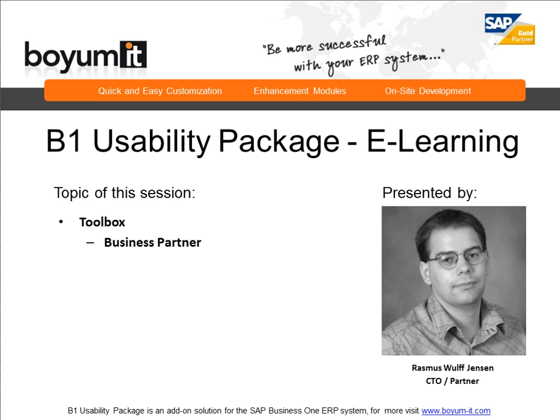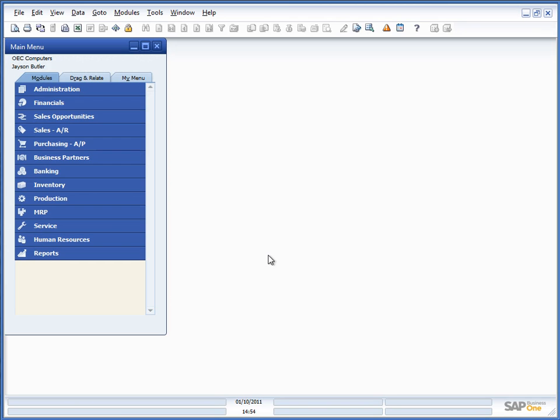My name is Rasmus Wolf Jensen and today's topic is Toolbox, where we'll be looking into the business partner features of the Toolbox itself. So here we are in Business One, but before we begin, let me quickly summarize what the Toolbox actually is. Well, the Toolbox is a module of Usability Package, and Usability Package has a lot of modules like function buttons, item placement tool, mandatory fields and so on.